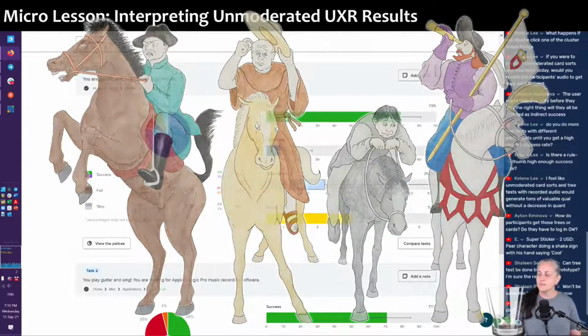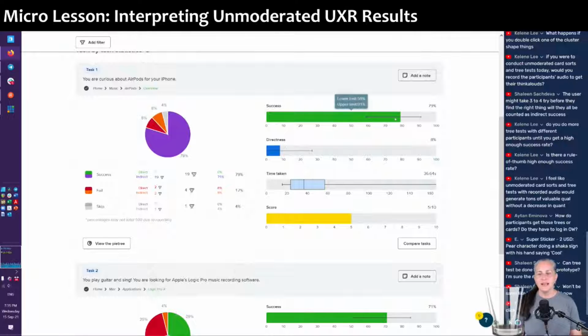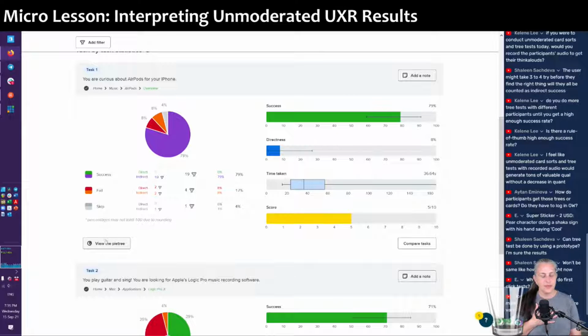Welcome back, Four Horsemen. Again, success. I don't agree with Optimal Workshop's view of success. To me, this is a 0% success. And so I just use these numbers over here. I don't go by this one. And directness isn't as important to me because nobody got it right anyway.